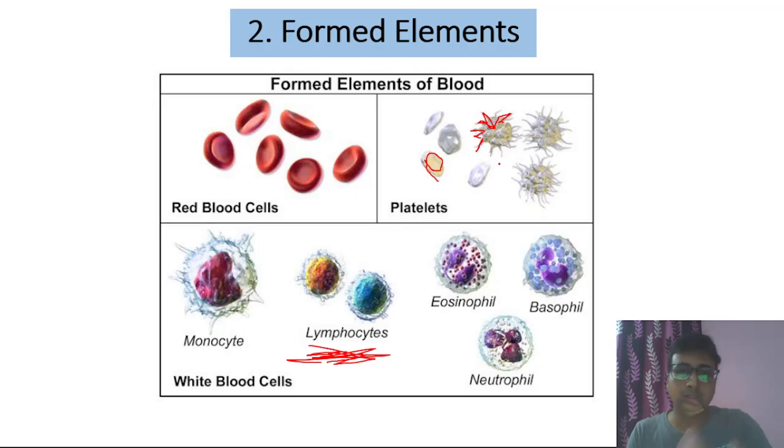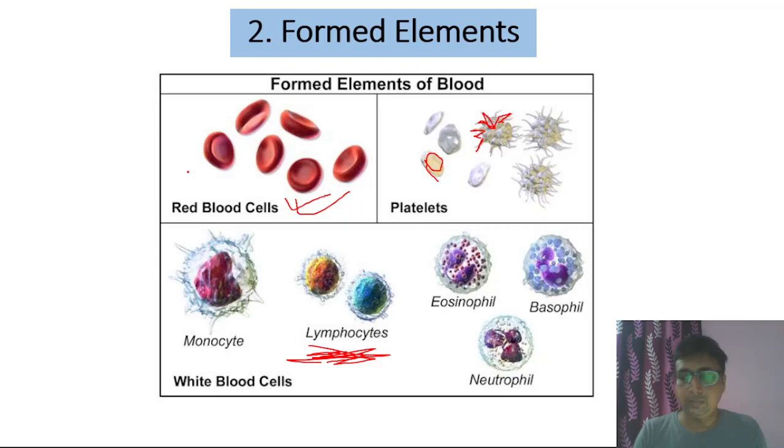Talking about the counts, we just have to remember a few things. WBCs are least in number, 6 to 8,000 per cubic millimeter. Then comes the platelets, which are around 1.5 to 3.5 lakh per cubic millimeter. And then red blood cells are the maximum in number, approximately 5 to 5.5 million cells per cubic millimeter of blood.